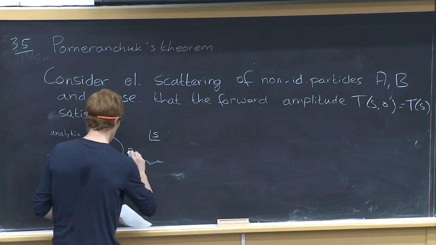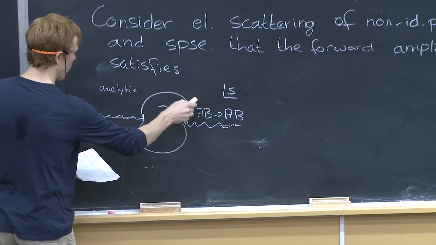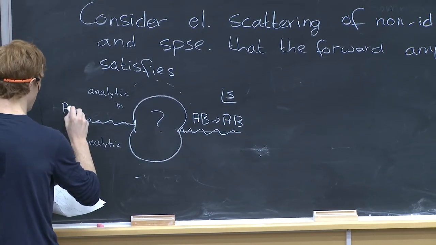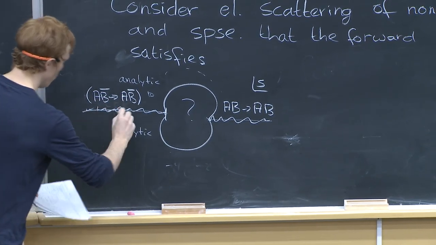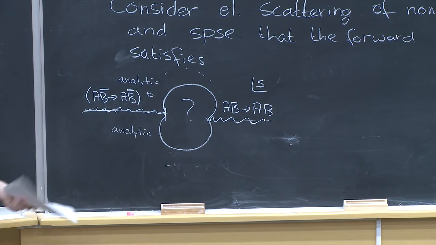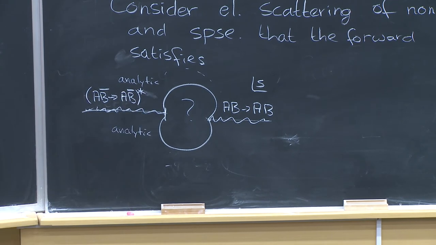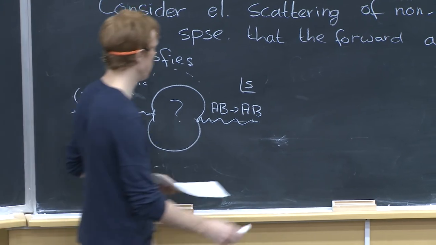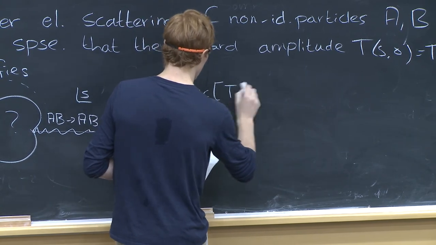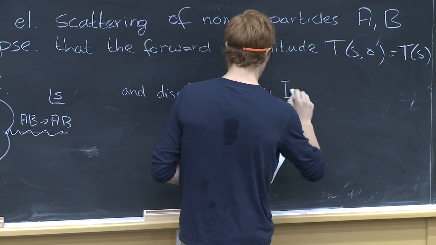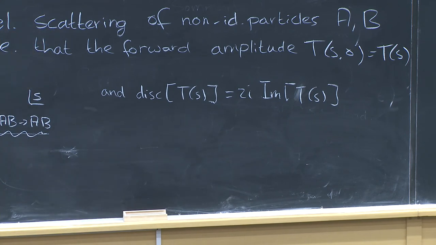And of course, as we know, the AB to AB scattering sits here, and by crossing symmetry, I can go here, and then I get AB bar to AB bar, except that really AB bar to AB bar should be below the cut. So what I get here on the other side is the complex conjugate of AB bar to AB bar. So here I implicitly also assumed that the discontinuity of T of s, as usual, we have this kind of real analyticity, so the discontinuity is 2i times the imaginary part.